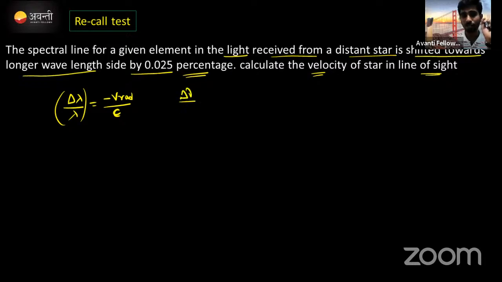Delta nu upon nu, the fractional change in frequency, is equal to V radial, meaning the relative velocity of a star or any object which is emitting the light, divided by the speed of light. Here, what we need to calculate is the velocity.